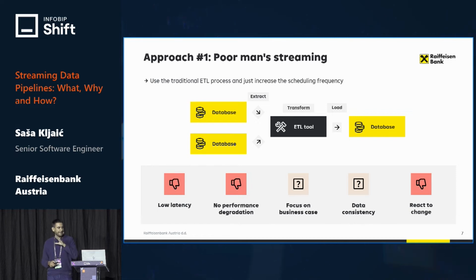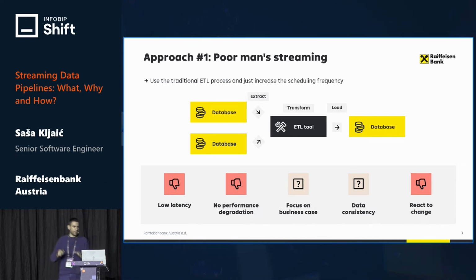So given some problem, we as developers often tend to think of the quickest way to solve the problem. So approach number one would be what I like to call poor man's streaming. And it's basically an idea that we would use the existing ETL processes and just increase the scheduling frequency.